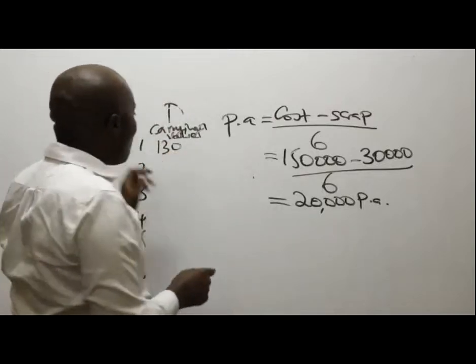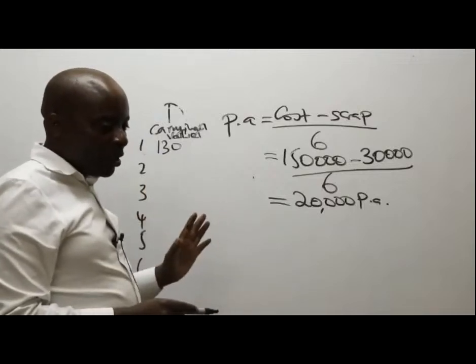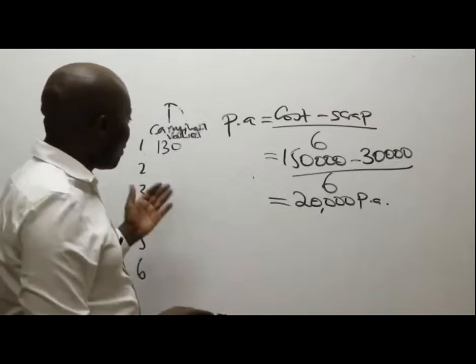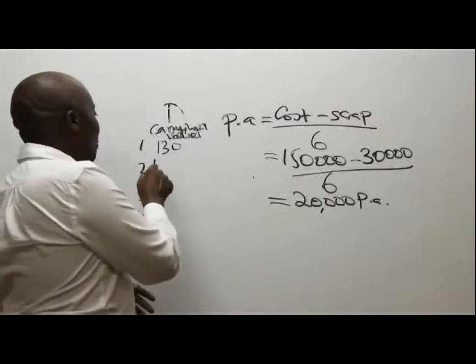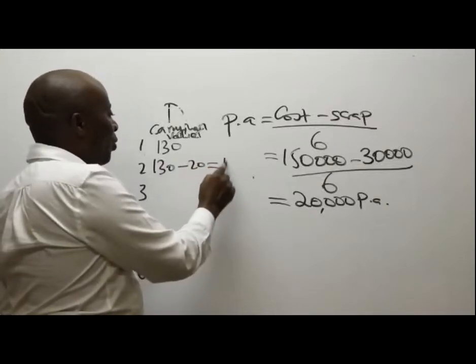What will I do to be able to get the carrying value for year number 2? Somebody. Now we are not putting many zeros. For year number 2, what shall I do to get this one? Thank you very much. It's on a reducing balance basis. So it will be 130 minus the annual depreciation of 20, which gives me 110.